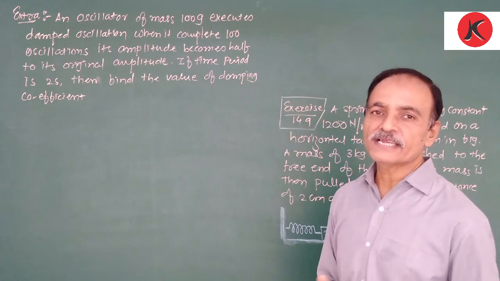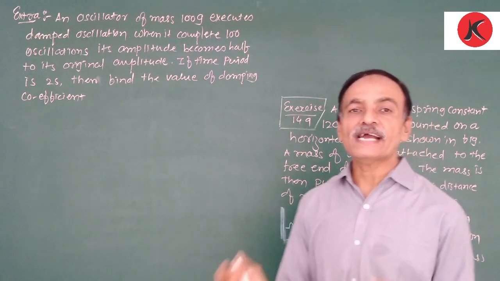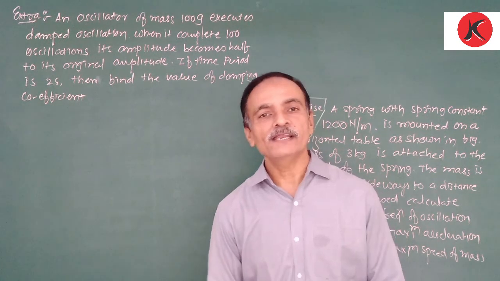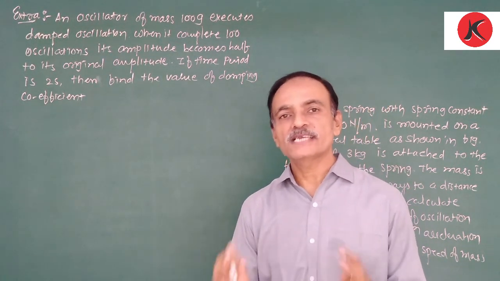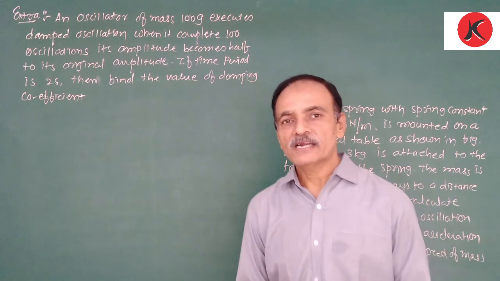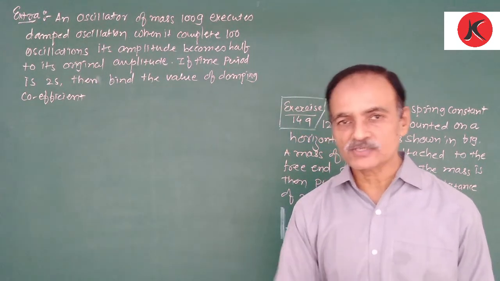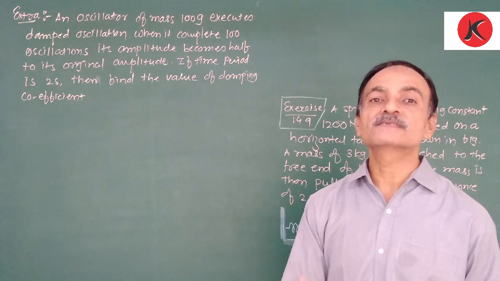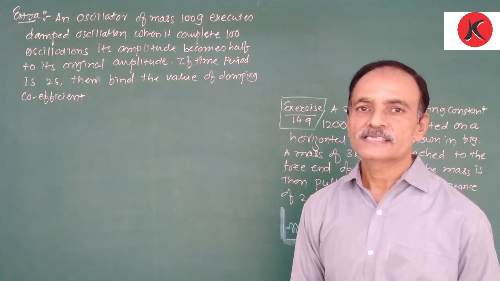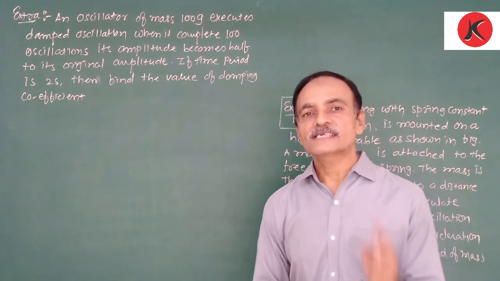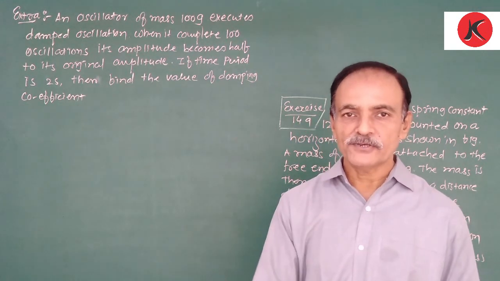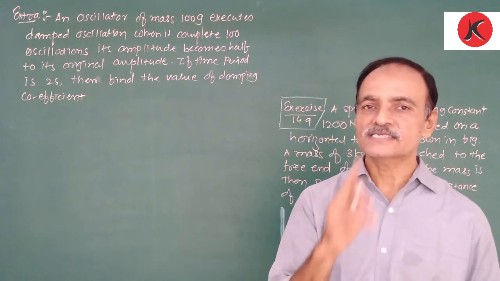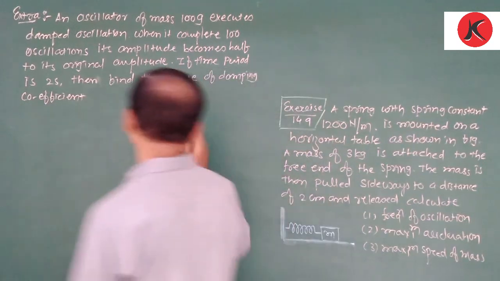Here we have to find out the damping coefficient. Here the time interval is not directly given, for which the amplitude becomes half of its original value. Instead, it is given that after 100 oscillations, the amplitude becomes half. Therefore, first we have to find out the time for 100 oscillations, in which the amplitude becomes half of its original value.